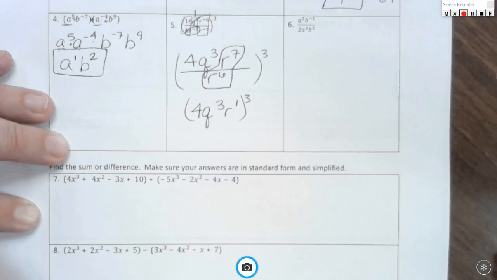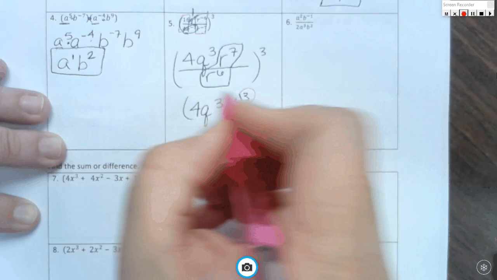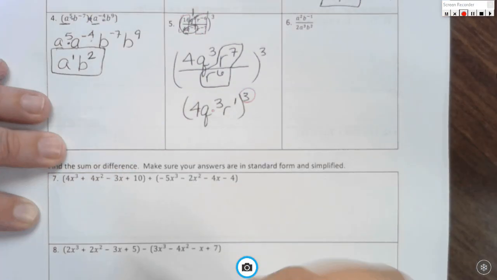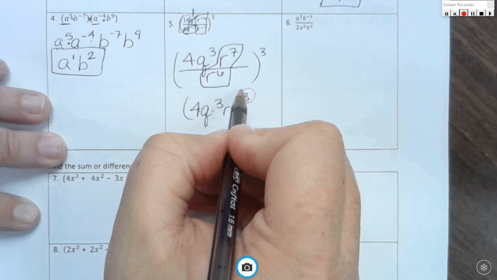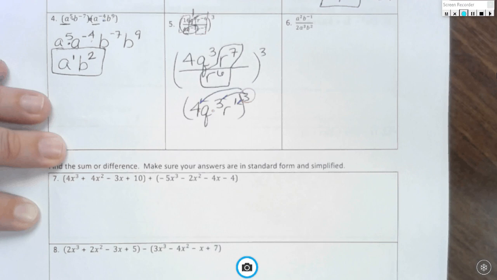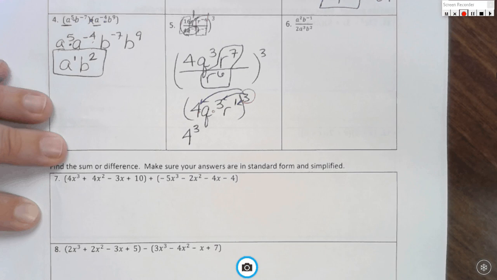So now that I've simplified inside as far as I can, what I want to do is take this little exponent that's on the outside. And notice I'm doing nothing but multiplying inside here, so I can distribute this exponent through, okay? So I'm going to take the 3 here, here, and here. So I end up with 4 to the third, and again, if you want to write that as 64, that's perfectly fine.